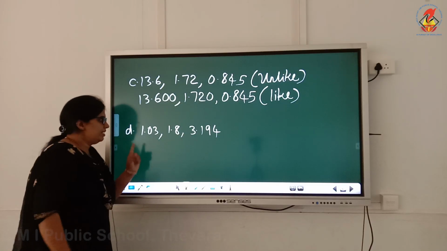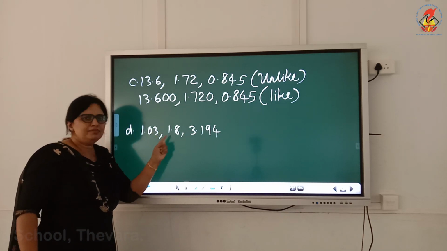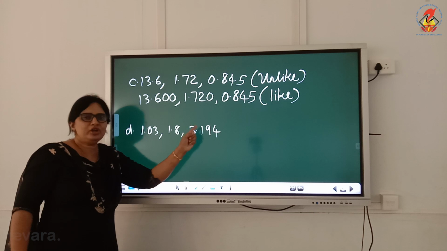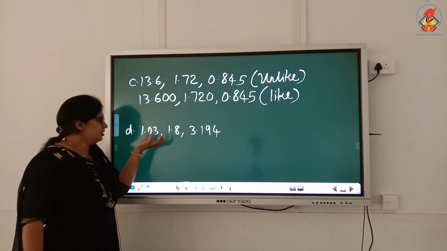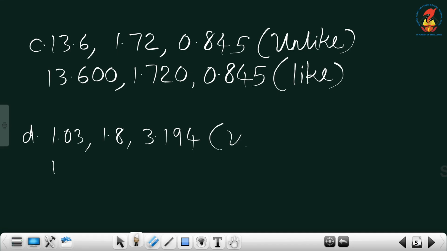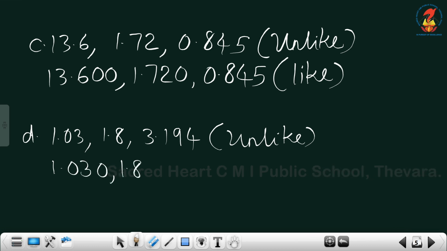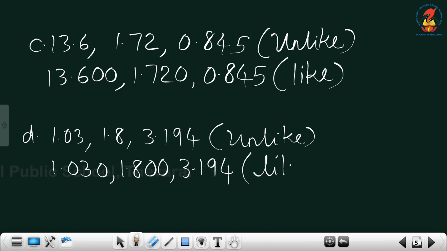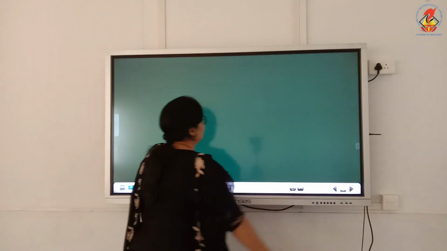And the next one, 1.03, 2 decimal places, 1.8, 1 decimal place, and 3.194, 3 decimal places. So I need to make all these into 3 decimal places. First I need to write here, it is unlike only, I need to change it into like. How? 1.030, 1.800, and the last one is 3.194. No need to change. Like. Is it clear? Okay. Thank you, children.